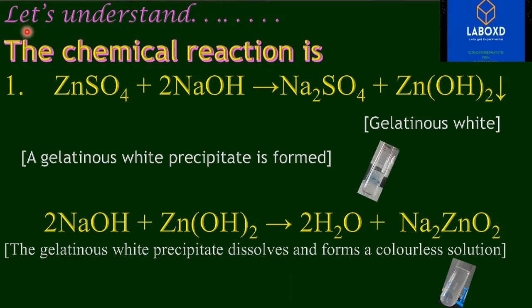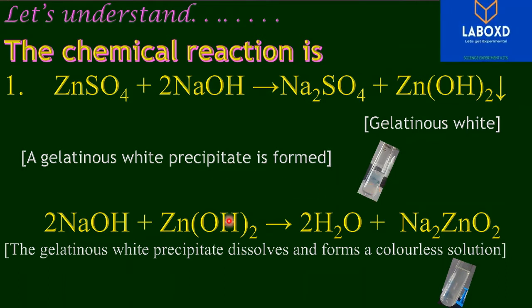Now, let us understand the chemical reaction that takes place in this experiment. In the first test, when a few drops of sodium hydroxide is added, the following reaction takes place. ZnSO4, that is zinc sulphate, reacts with NaOH, that is sodium hydroxide, to form Na2SO4, that is sodium sulphate, and Zn(OH)2, that is zinc hydroxide. A gelatinous white precipitate is formed.